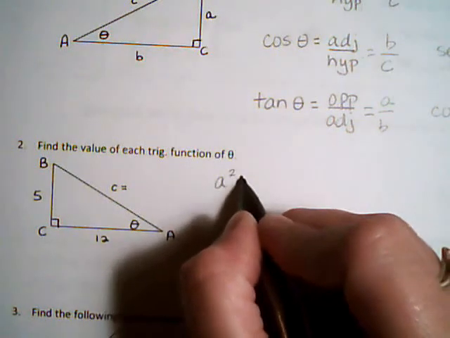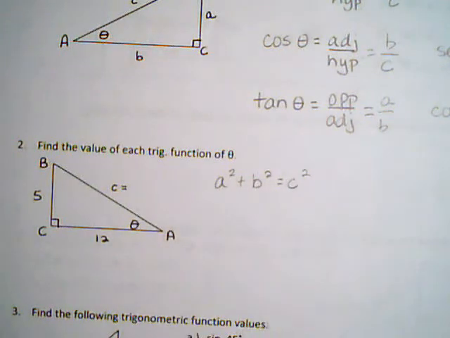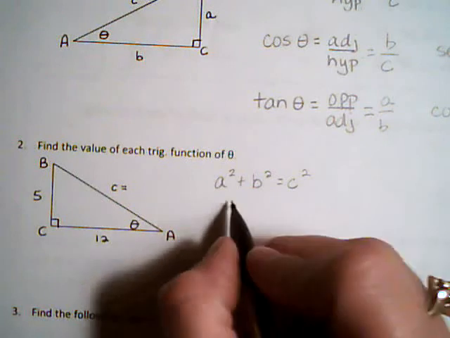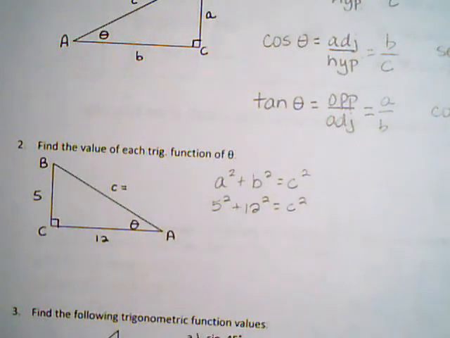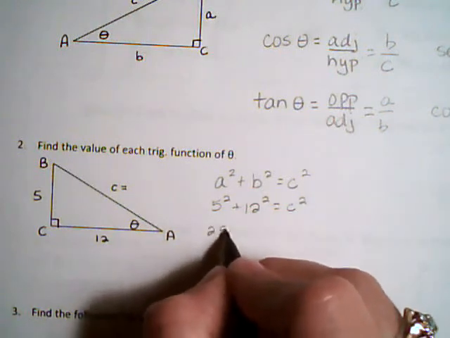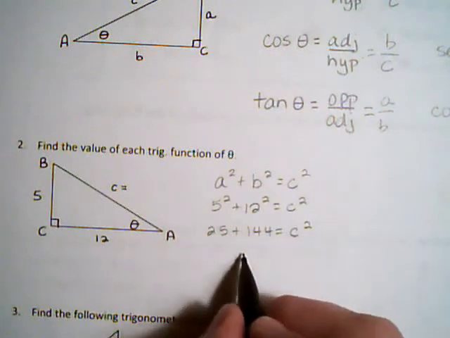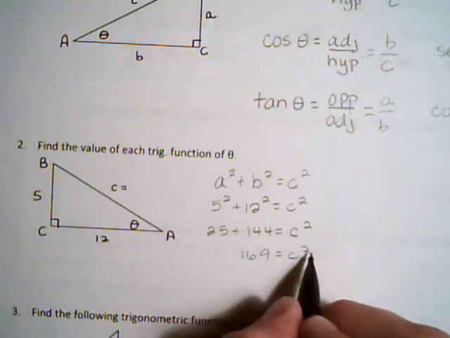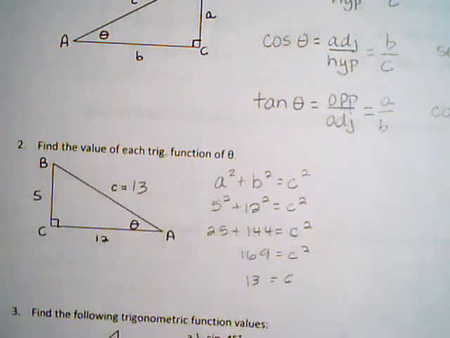The Pythagorean theorem is a squared plus b squared equals c squared. So I can plug my values in. 5 squared plus 12 squared equals c squared. So that would be 25 plus 144 equals c squared, which is 169, and then take the square root, so c is 13. Once we have the length of each side, then we can find each trig function.